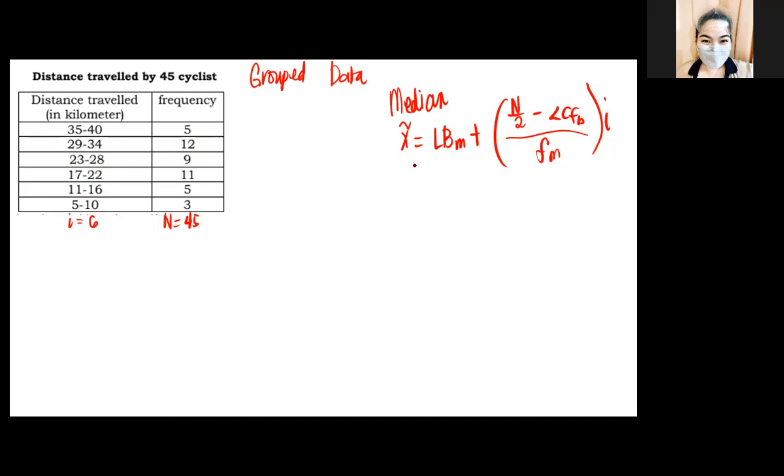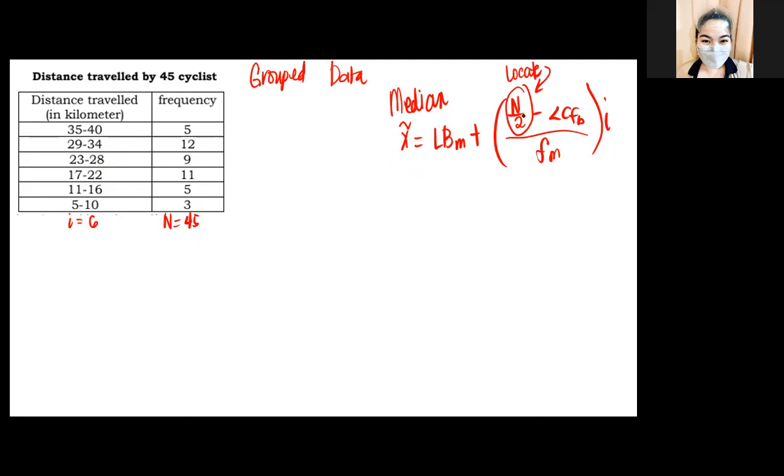So, first step is, of course, to arrange. Ayan, naka-arrange na siya, no? Naka-classified na siya, naka-group na. Pangalawa is to locate. Pag median, pag maglo-locate tayo, ang ginagamit natin ay ito. So, ang ginagamit natin as our locator is yung n divided by 2.